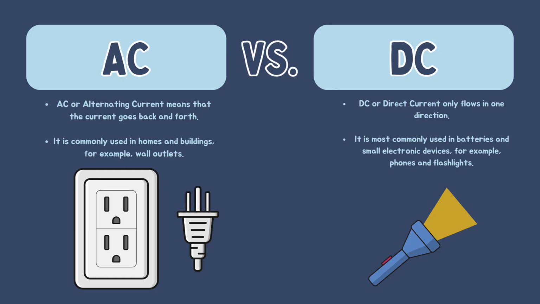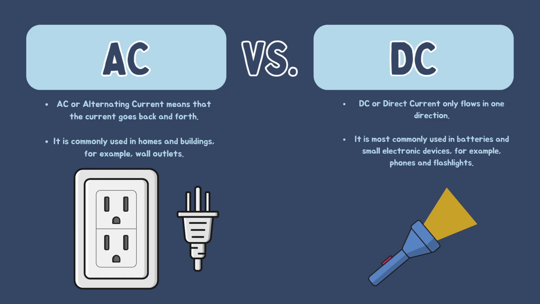AC has a significant advantage over DC when it comes to long distance transmission. This is due to the ease with which AC voltage can be stepped up or down using transformers. Higher voltages cause lower current for the same amount of power, which reduces power loss due to the resistance in the transmission lines. This makes AC much more efficient for transmitting electricity over long distances, which is why it's a standard for power grids.